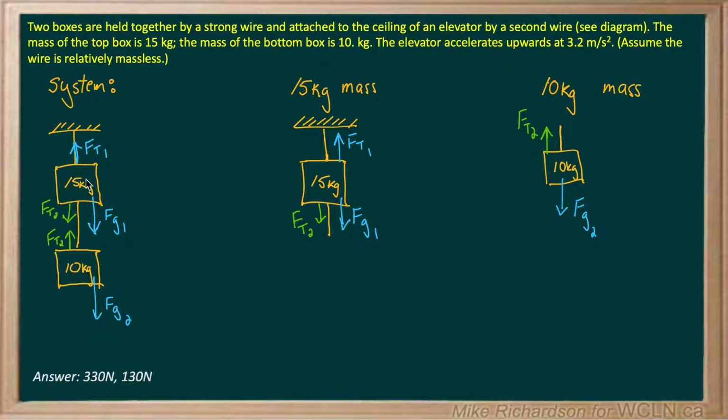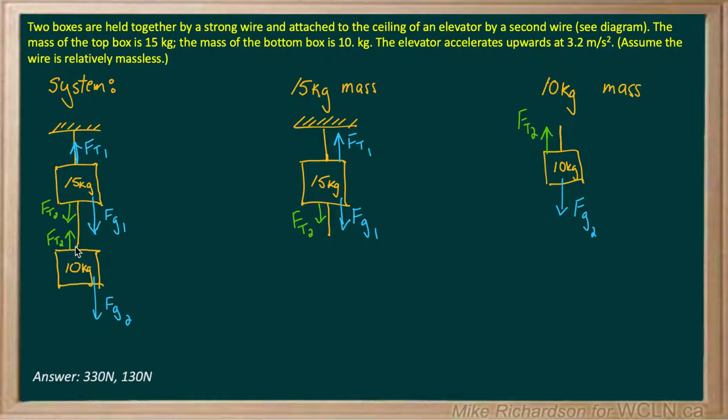And then if I continue on, this 15 kilogram mass obviously has a force of gravity acting down on it, and I'm calling this mass 1, so this is FG1. Similarly, there's a force of gravity acting on mass 2, which I'm calling FG2.